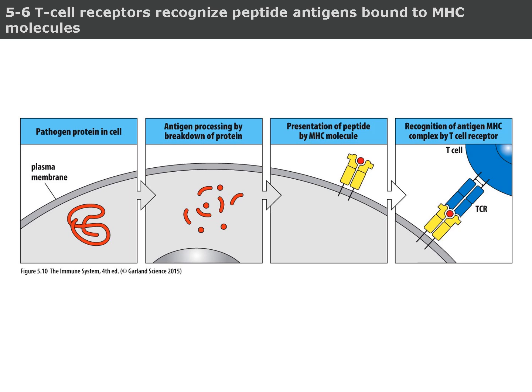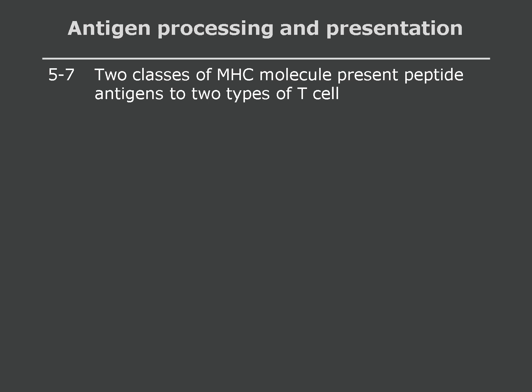Finally, a T-cell receptor on a nearby T-cell binds to the major histocompatibility complex molecule and its bound peptide. This interaction is essential for T-cell activation, allowing the immune system to detect and respond to infected or abnormal cells. Two classes of MHC molecule present peptide antigens to two types of T-cell.